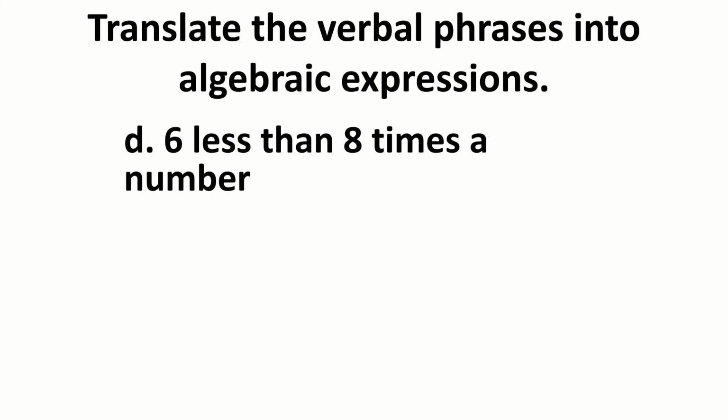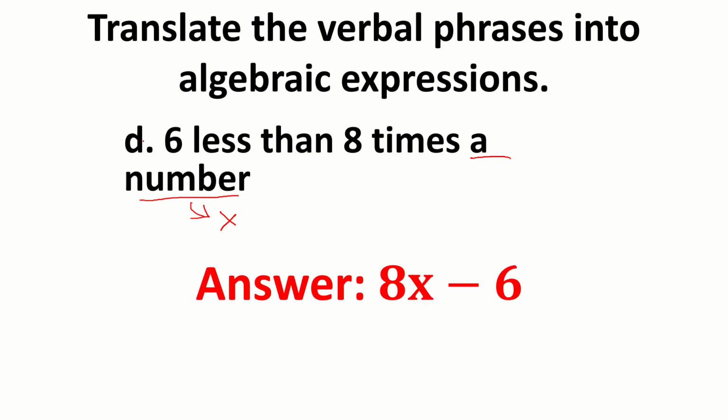Okay, let's have D. 6 less than 8 times a number. So when we don't know a number, we use a variable. The common variable that we use when we don't know a number, because it can be any number that we know, is x. So the correct translation is 6 less than, so meaning instead of going to the right, you go to the left. So minus here, then 8 times a number. So 8 times x. So 8x. So the correct answer is 8x minus 6.